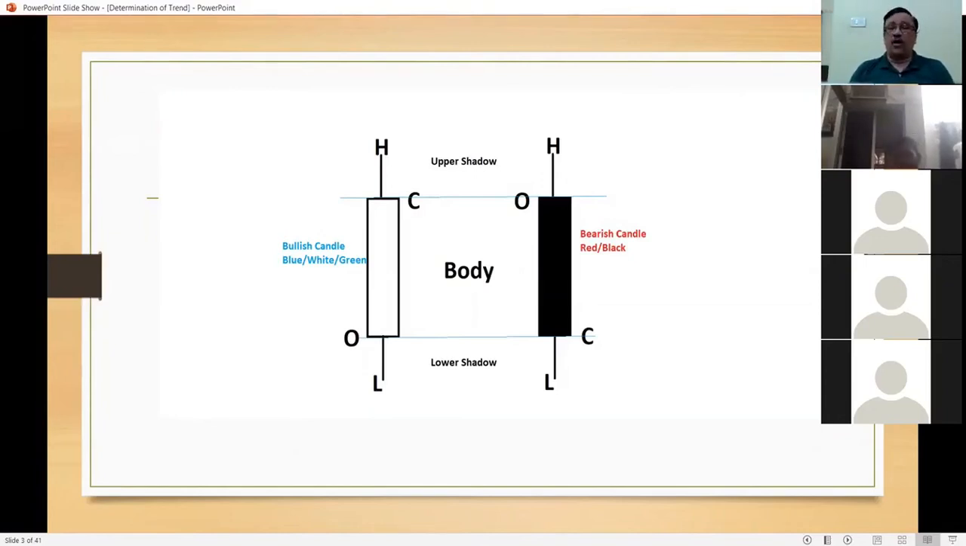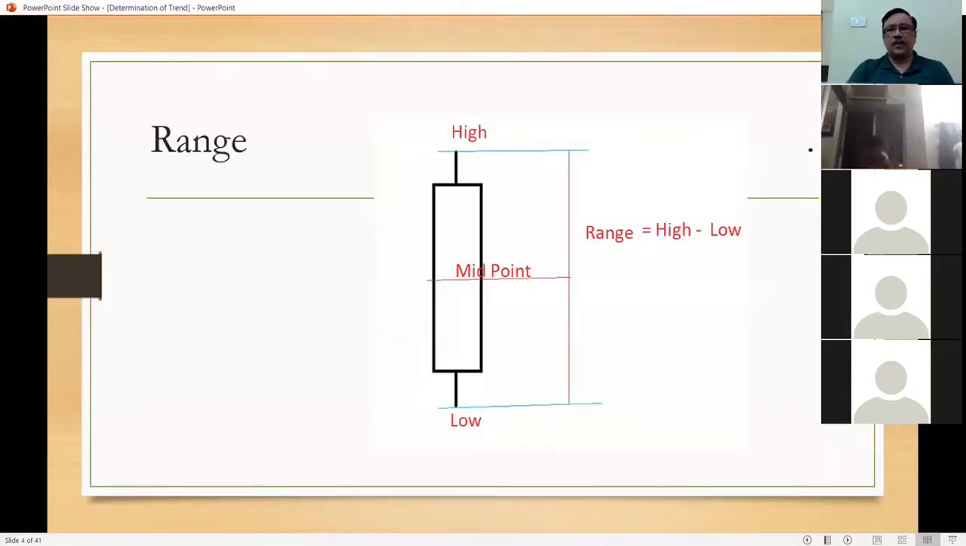It can have any time frame. We have already seen that, but that is a candlestick chart. Now, highest price minus lowest price, that is called the range of a candle. And what is the midpoint of this range? That is also important in determining the trend. How is it important? Let us see that.